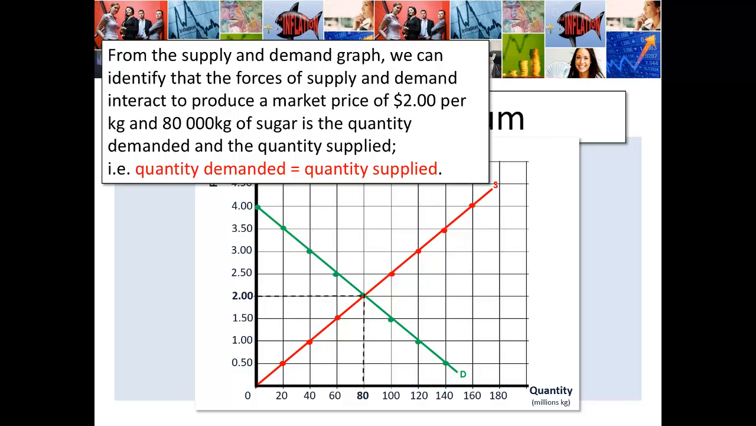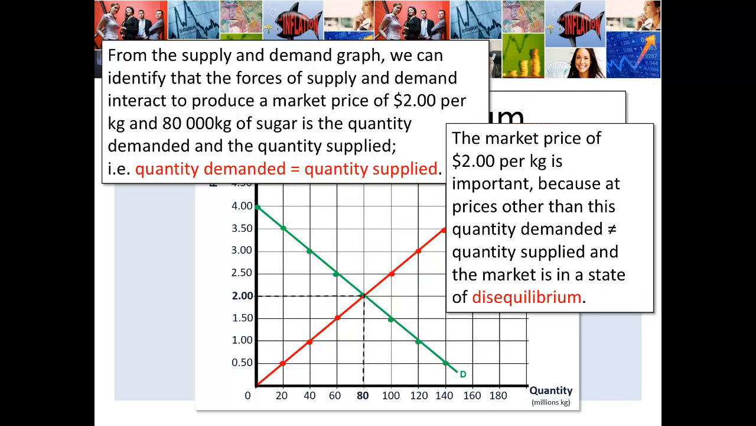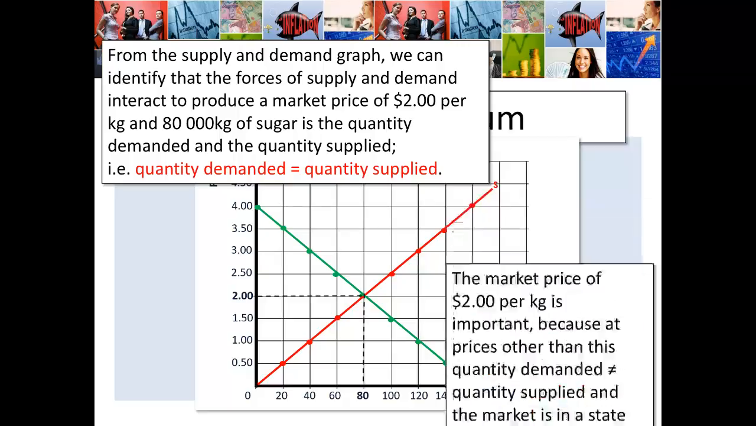And it is the forces of supply and demand that interact to produce the market price of $2 per kg, and 80 million kgs of sugar is the equilibrium quantity demanded, which equals the equilibrium quantity supplied. That market price of $2 per kg is important because at prices other than $2, quantity demanded cannot equal quantity supplied, and we would say that the market is in a state of disequilibrium.